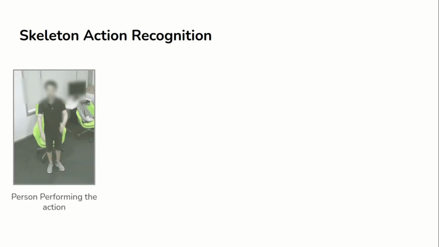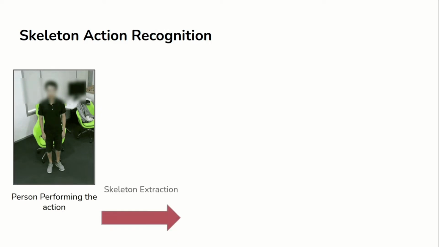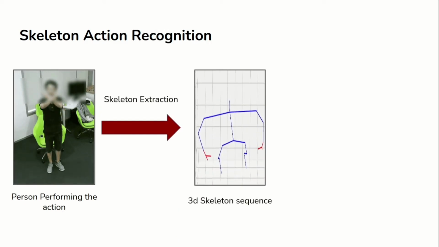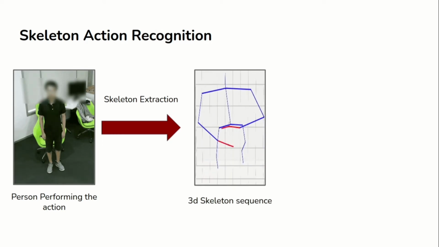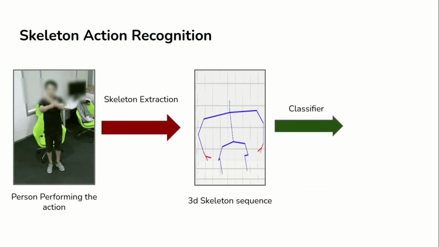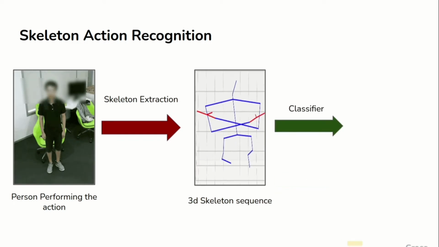Skeleton action recognition is a widely explored domain in the field of computer vision. There is a person performing an action. Using different skeleton extraction methods, a 3D skeleton sequence of this action is acquired. Major skeleton extraction methods are explained in the next slides. Once the skeleton is extracted, deep networks are trained to classify the action being performed.